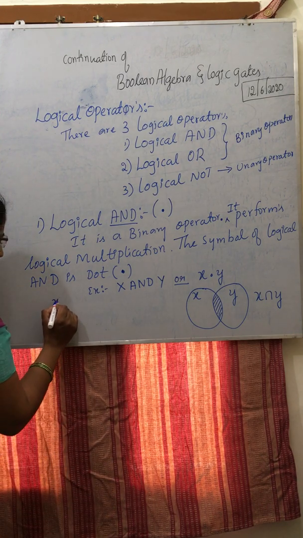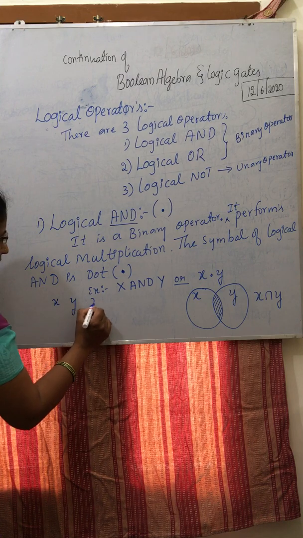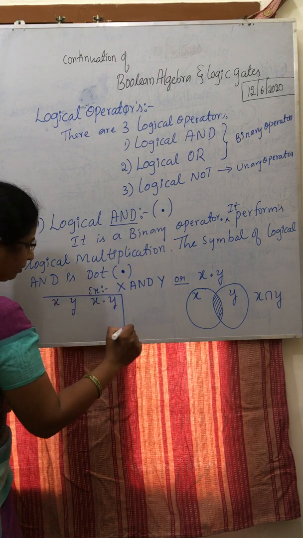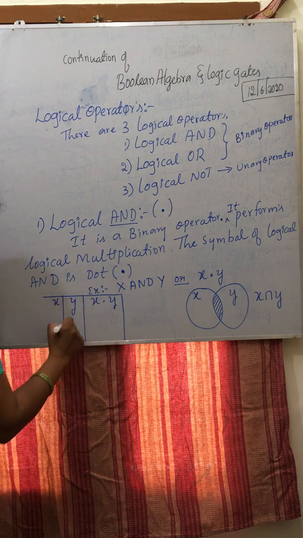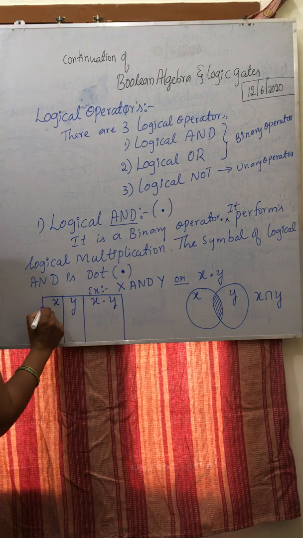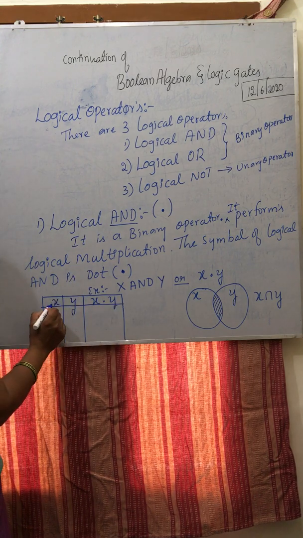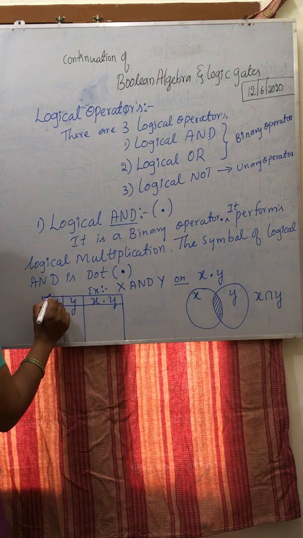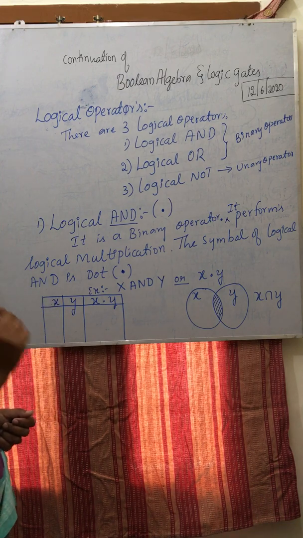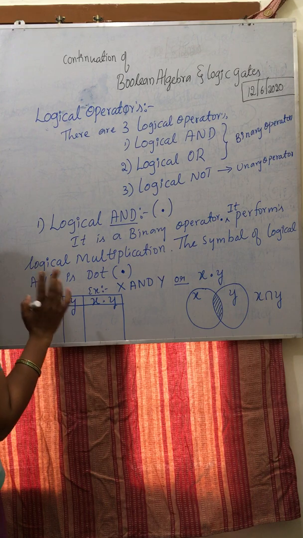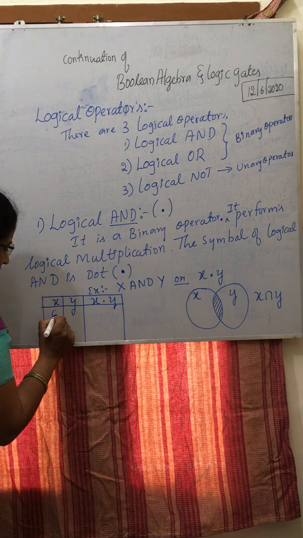How can we write this? X, Y, X dot Y. Do you remember, this is a truth table? Yes, yesterday we discussed what a truth table is. Here I am taking two variables as input, so we will get four different possibilities.